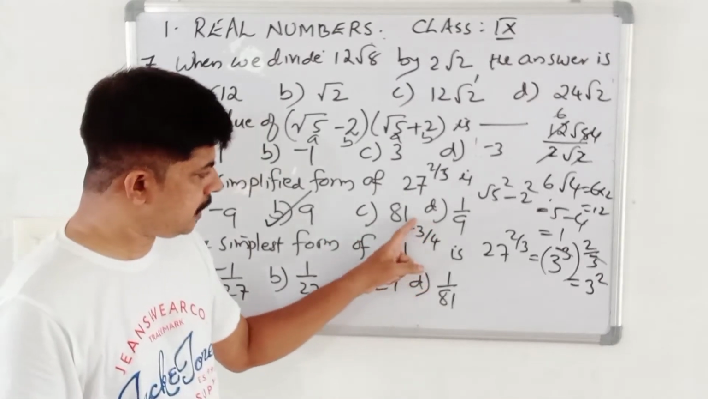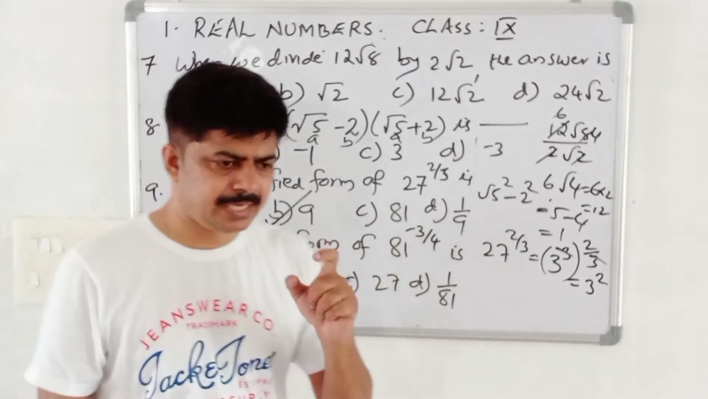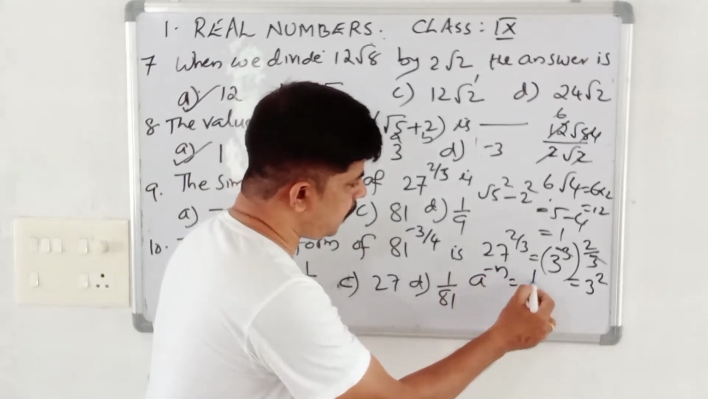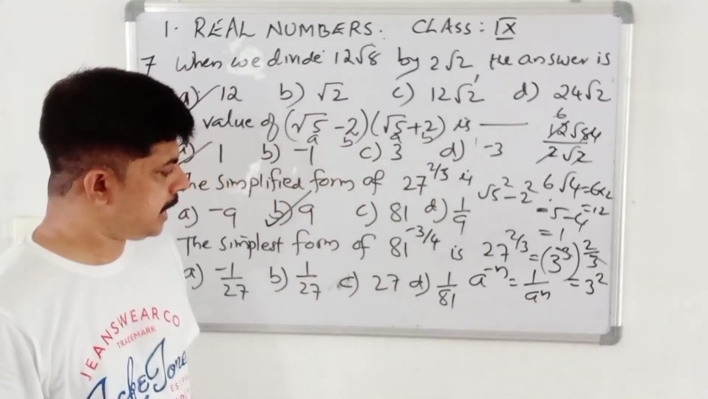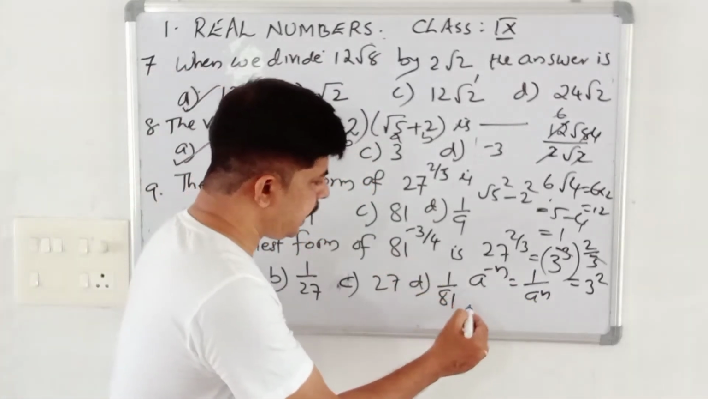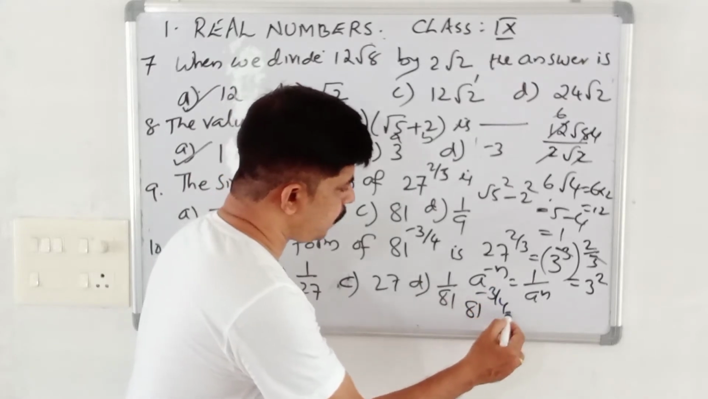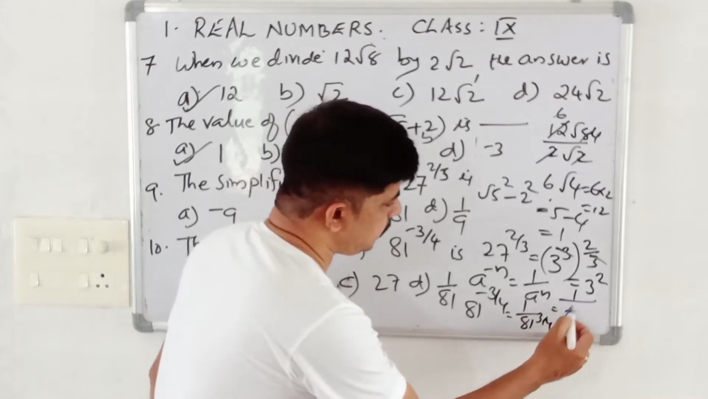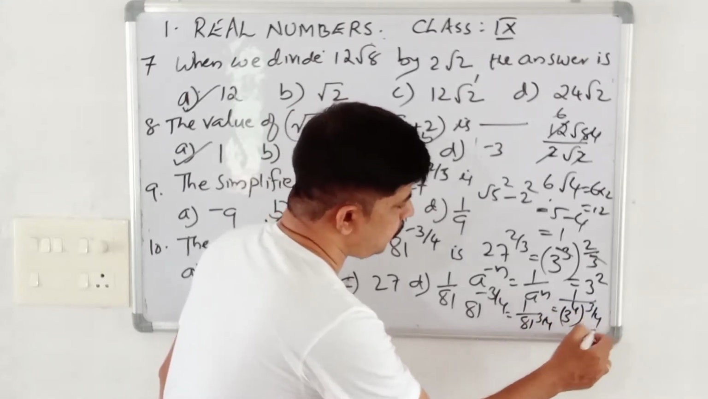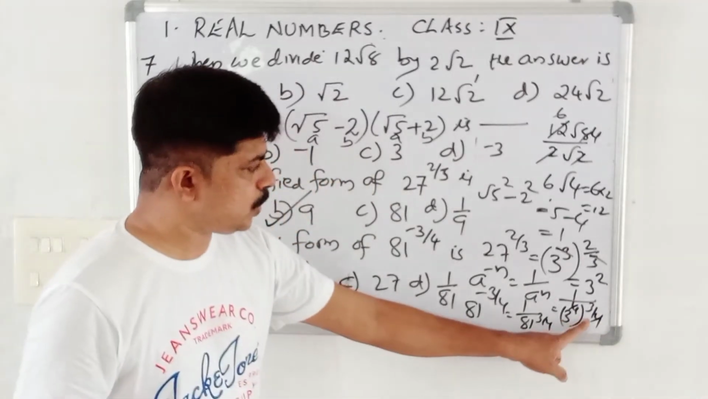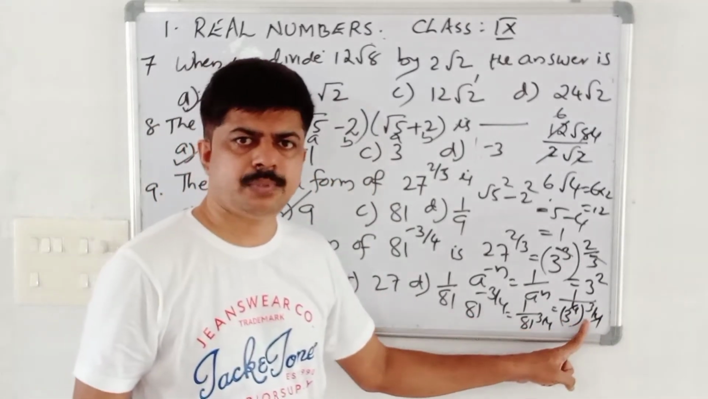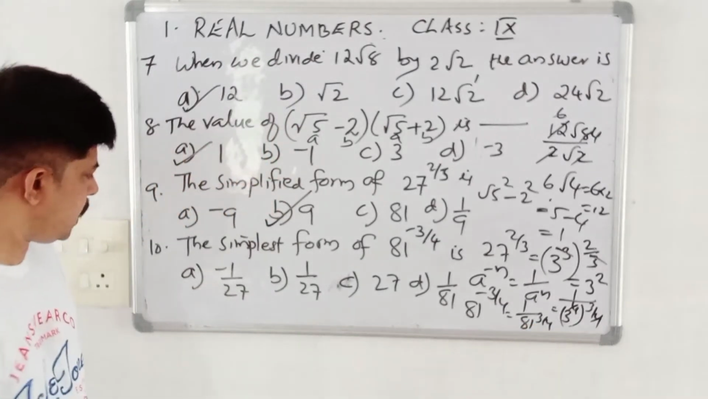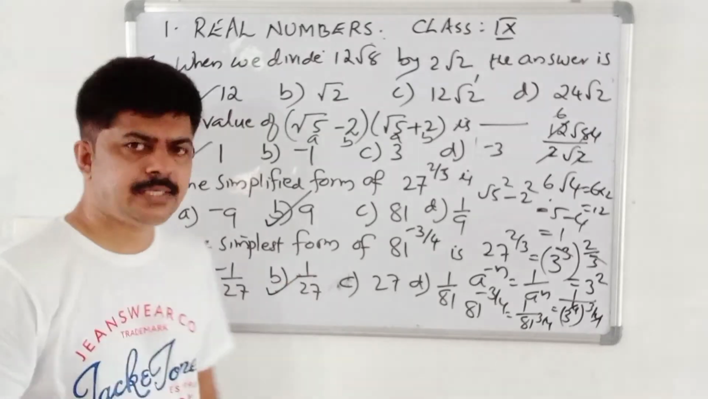We have the exponent negative. Negative exponent means, I think you will remember, a raised to negative n. What is the law? A raised to negative n is 1 by a raised to n. So 81 raised to negative 3 by 4 is 1 by 81 raised to positive 3 by 4. 81 can be written as 3 raised to 4, whole raised to 3 by 4. The 4 is cancelled. 1 by 3 cube. What is the answer? The answer is 1 by 27. Therefore, our answer is option B, 1 by 27.